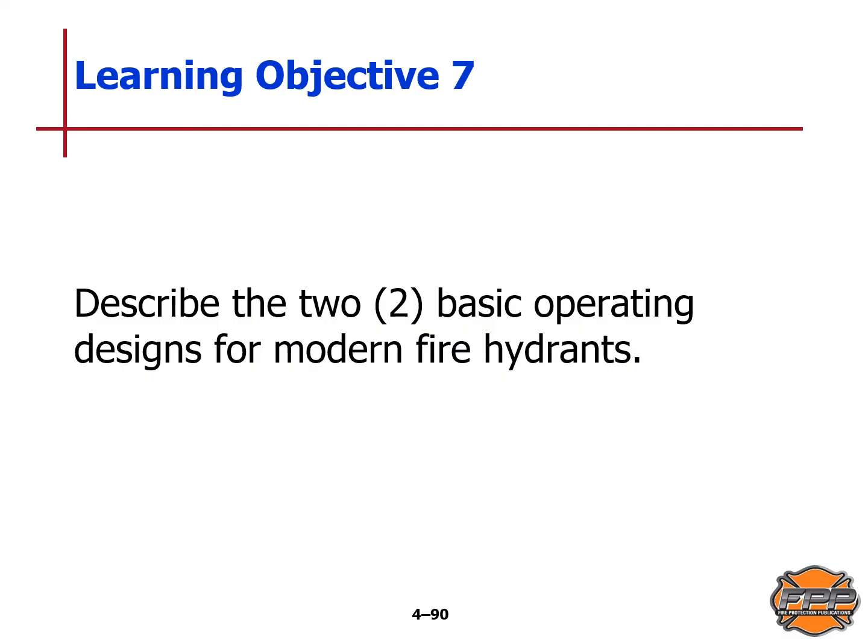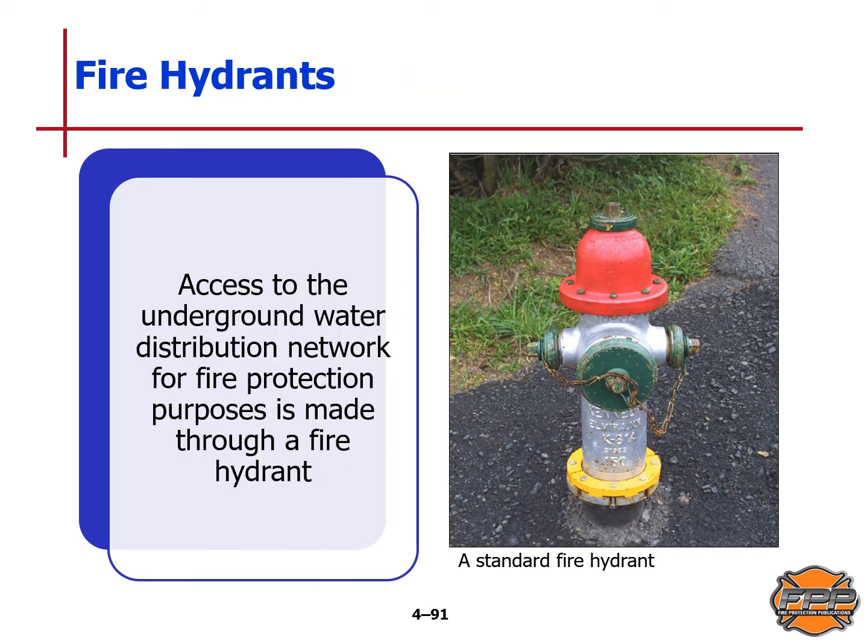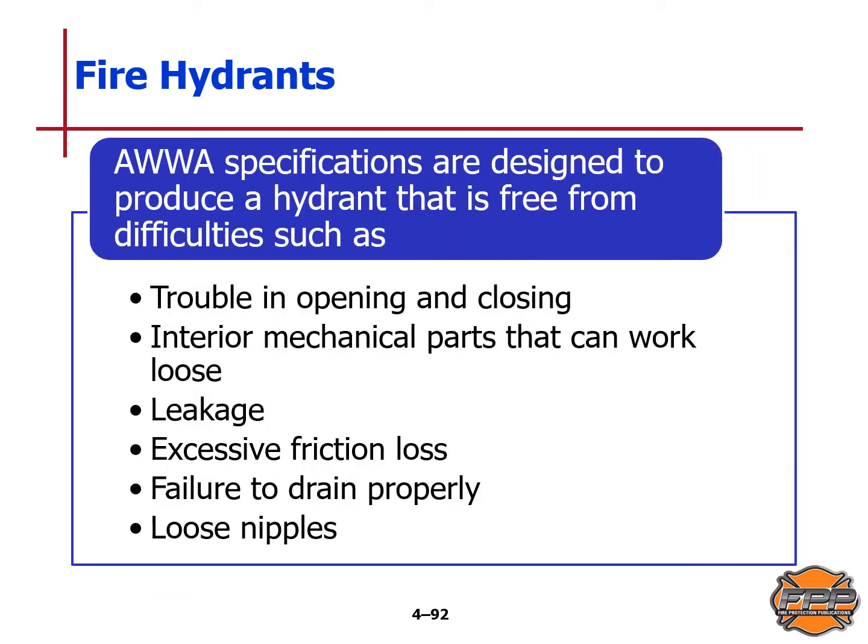In Learning Objective 7, we will describe two basic operating designs for modern fire hydrants. A fire hydrant provides access to underground water distribution network for fire protection purposes, and that is its sole job. AWWA specifications are designed to produce a hydrant that is free from difficulties such as trouble in opening and closing, interior mechanical parts that can work loose, leakage, excessive friction loss, failure to drain properly, or loose nipples.